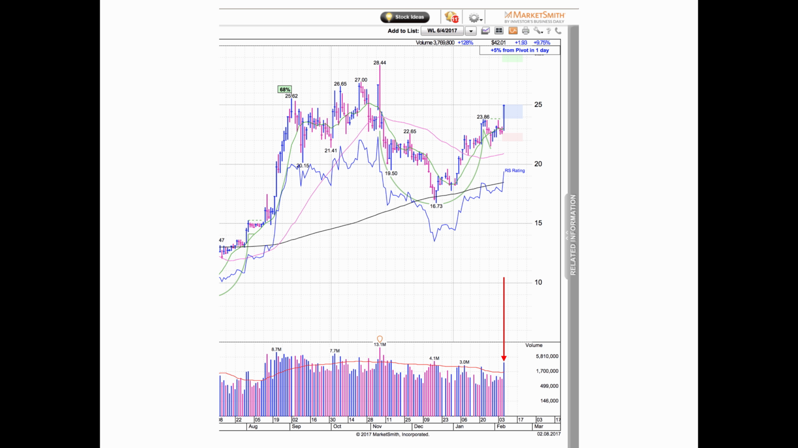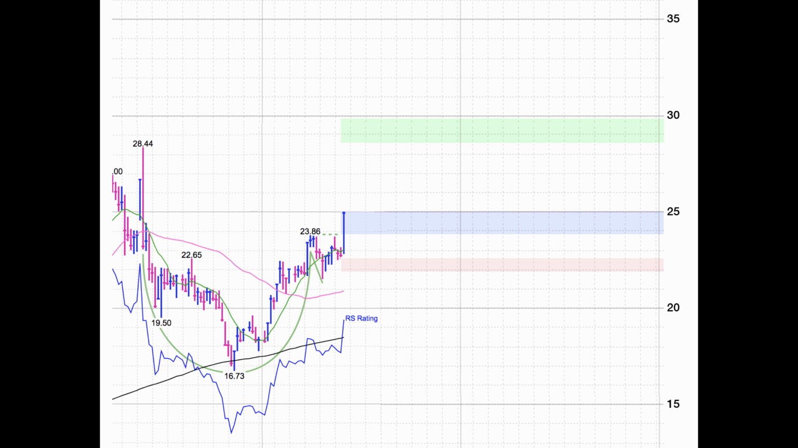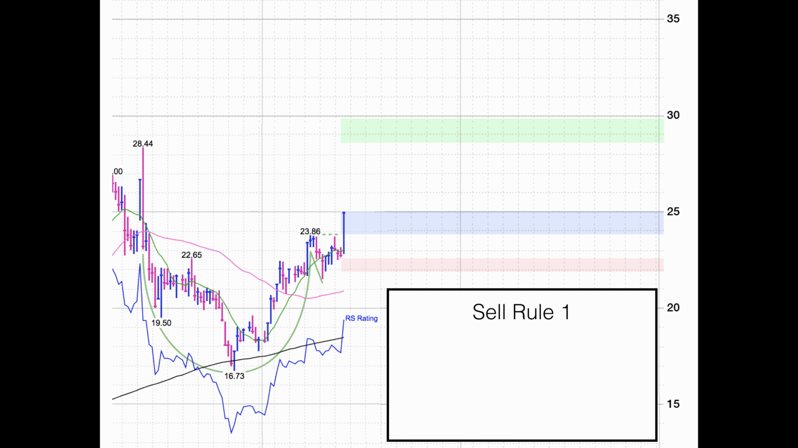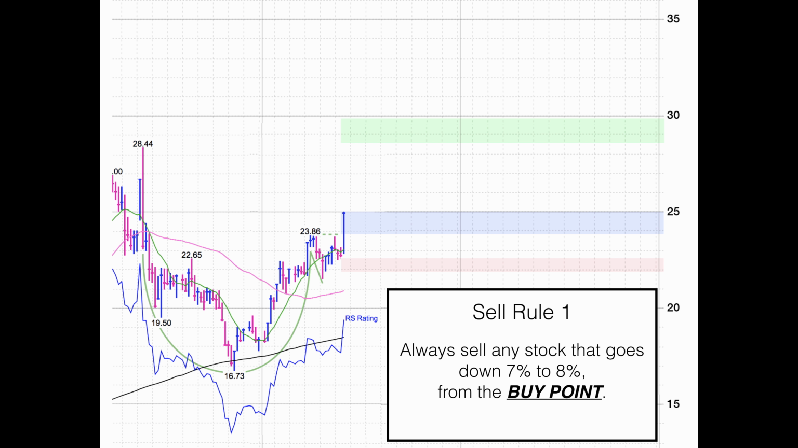We covered the purchase. This presentation is about the sell rules. Anybody can buy a stock, but selling them properly is just as important, if not more important. So here we go. We're going to show you what happens over the next few weeks when you're in this stock. You just purchased it. Okay, sell rule number 1. Always sell any stock that goes down 7 to 8% from the buy point.